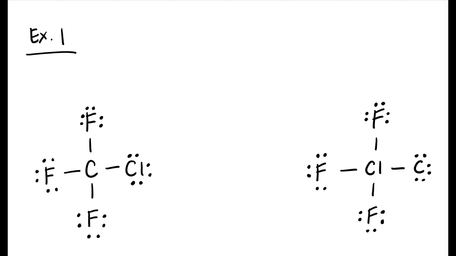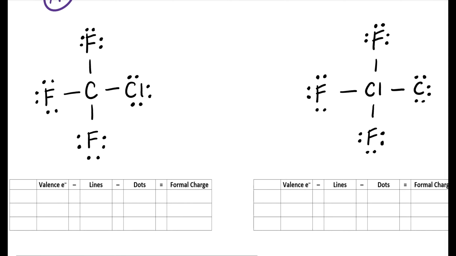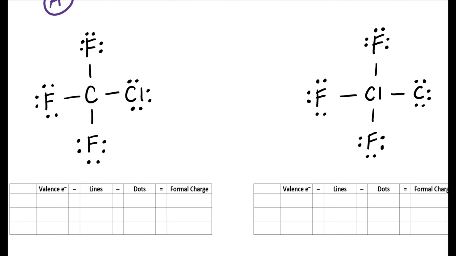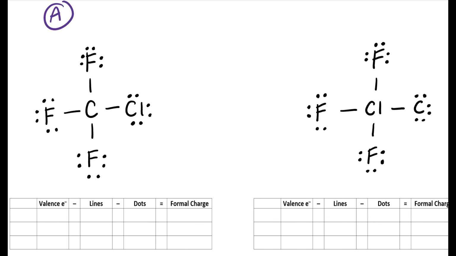So let's focus in here on the one on the left, and we'll just call this Lewis structure A. Let's calculate the formal charge of every single atom inside of Lewis structure A. And remember, the way that we're going to do that is we're going to take the number of valence electrons, subtract the lines, subtract the dots for every single atom. So let's start here with the carbon.